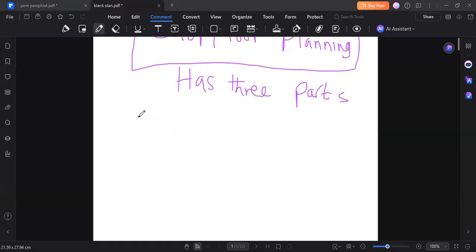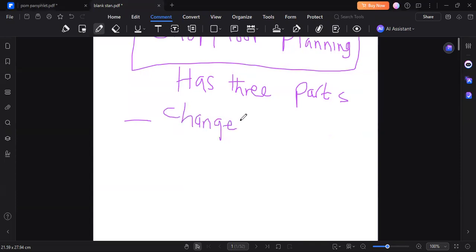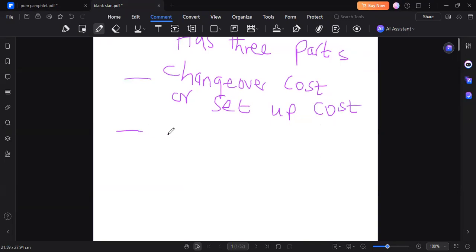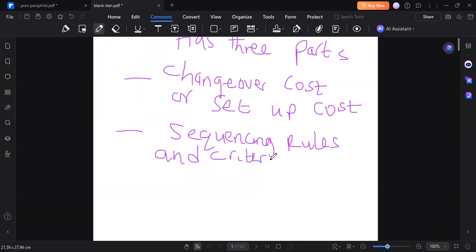Planning has three parts. The other one we looked at was changeover cost, or setup cost. Then in this class, let's look at sequencing rules and criteria used to evaluate sequencing rules.